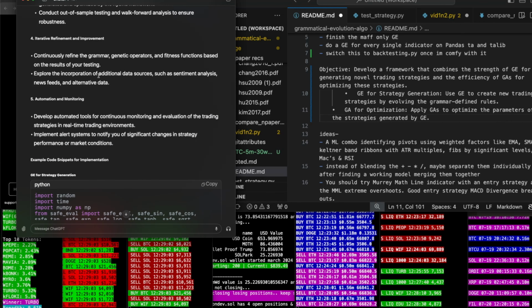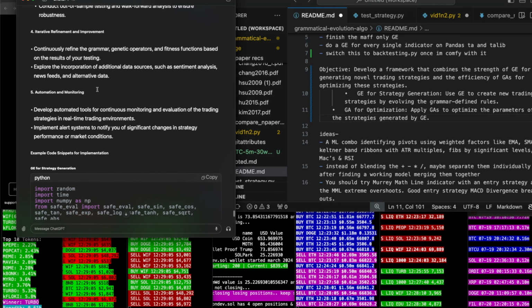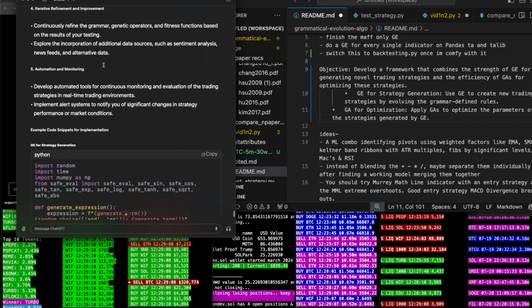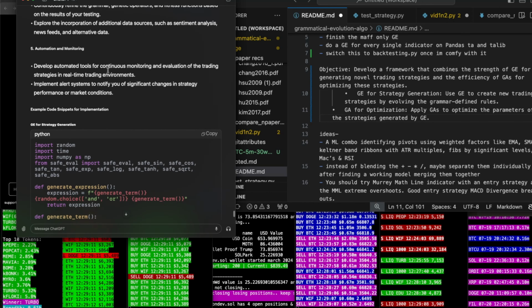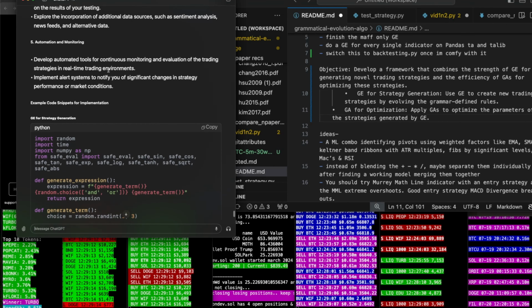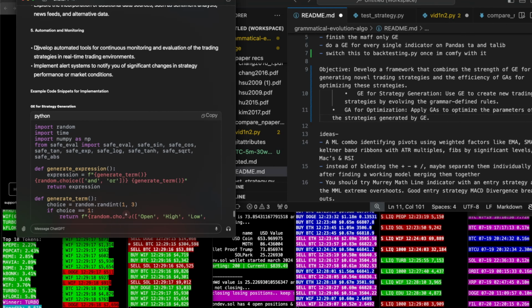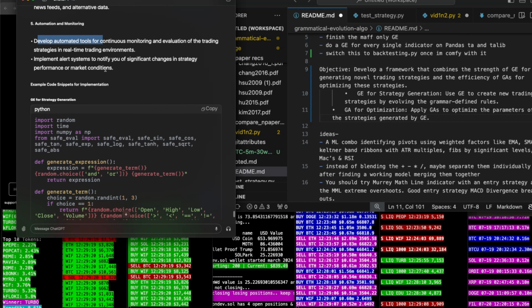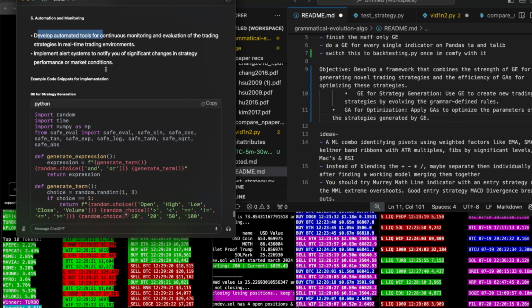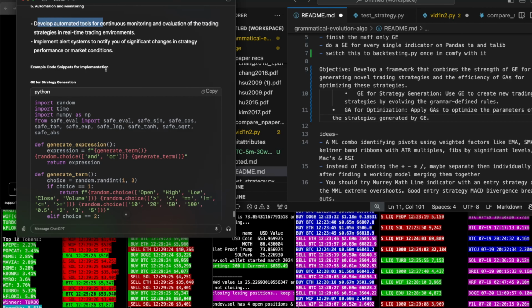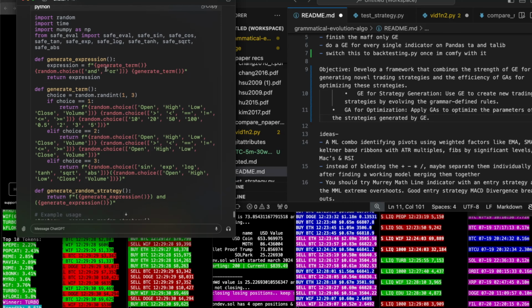Continuously refine the grammar, genetic operators, and fitness functions based on the results of your testing. Explore the incorporation of additional data sources, such as sentiment analysis, newsfeed. Automation and monitoring. Develop automated tools for continuous monitoring and evaluation of the trading strategies in real time. Implement alert systems to notify you of significant changes in strategy performance or market conditions.